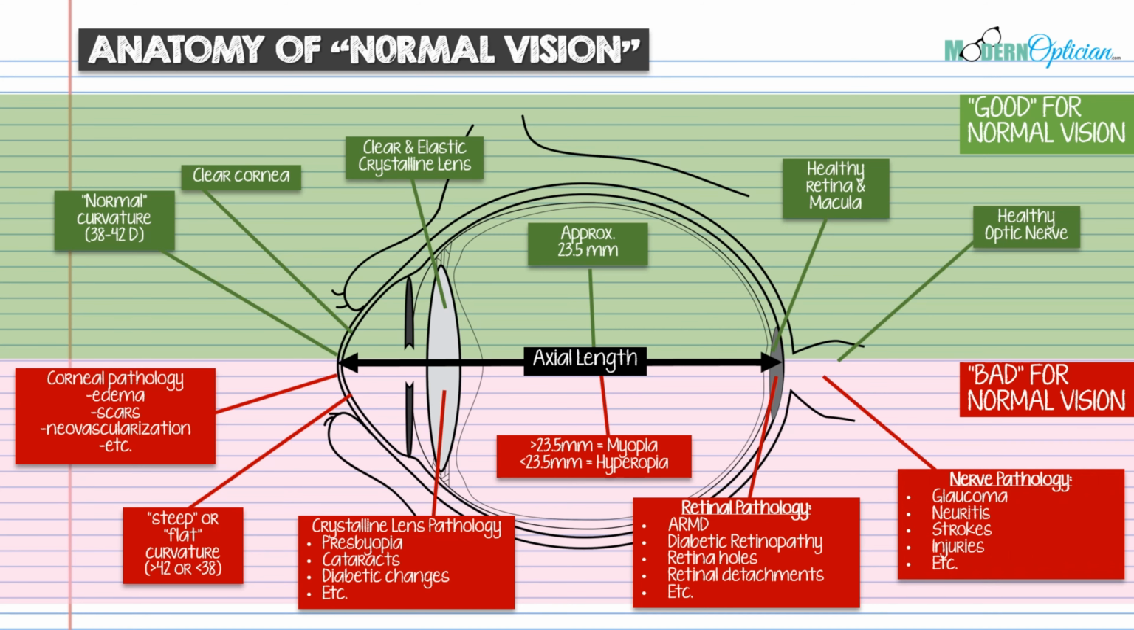However, what if the patient has glaucoma, neuritis? What if they're a stroke victim and the neurological pathway is now damaged? What if there's been an injury? And there are so many other places where things can go wrong in the optic nerve.